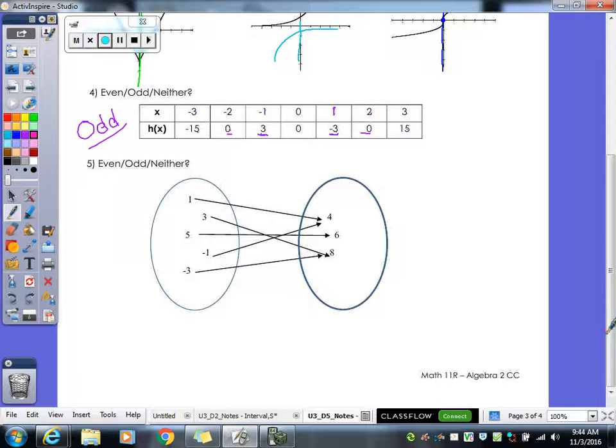Okay, this one, even, odd, or neither. So let's see here. We got (1, 4), (3, 8), (5, 6), (-1, 4), (-3, 8). Because 1 goes to 4 and negative 1 also goes to 4, they give you the same answer. That's your hint that it's going to be even. 3 and negative 3 both go to positive 8. You get the same answer whether you put in the positive version or the negative version of that number. So this would be an even function.